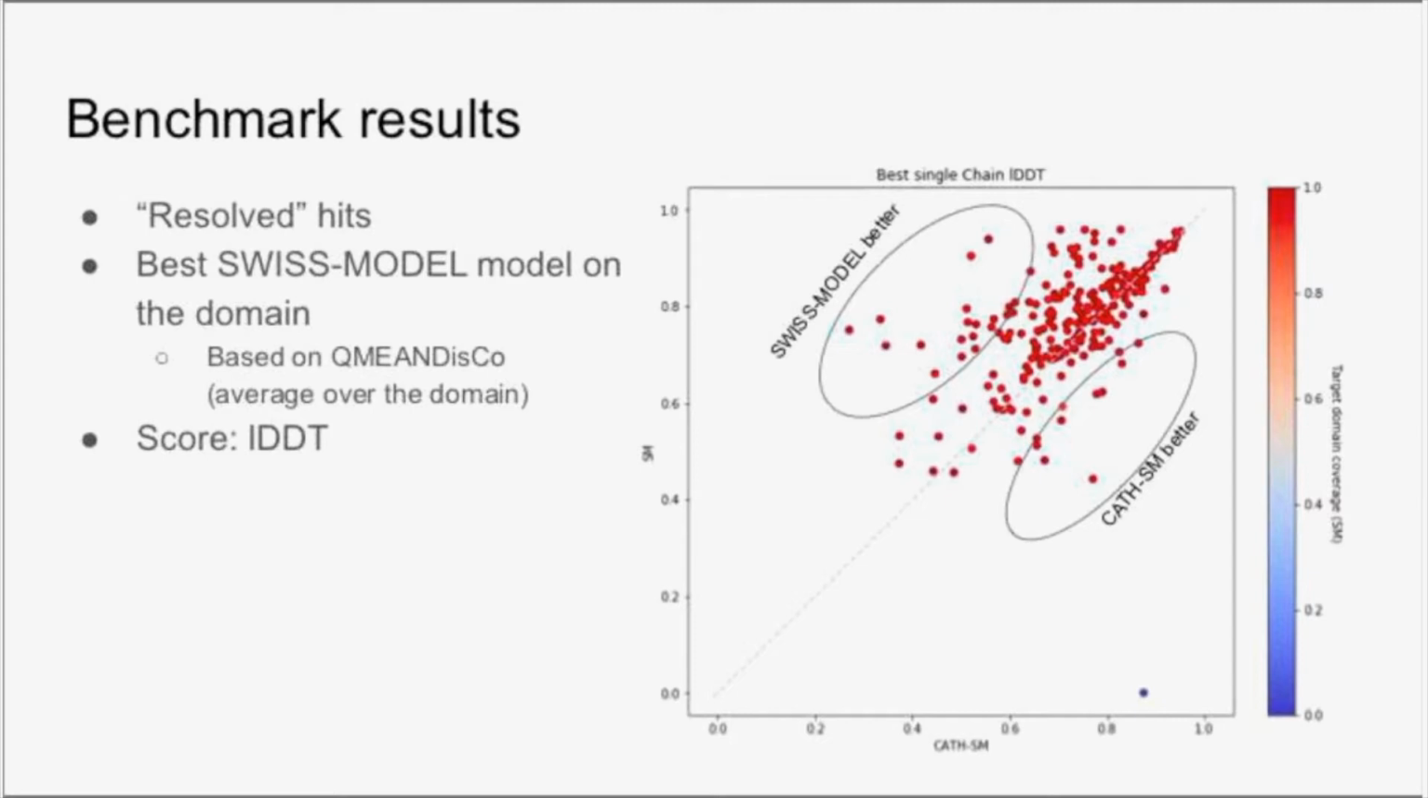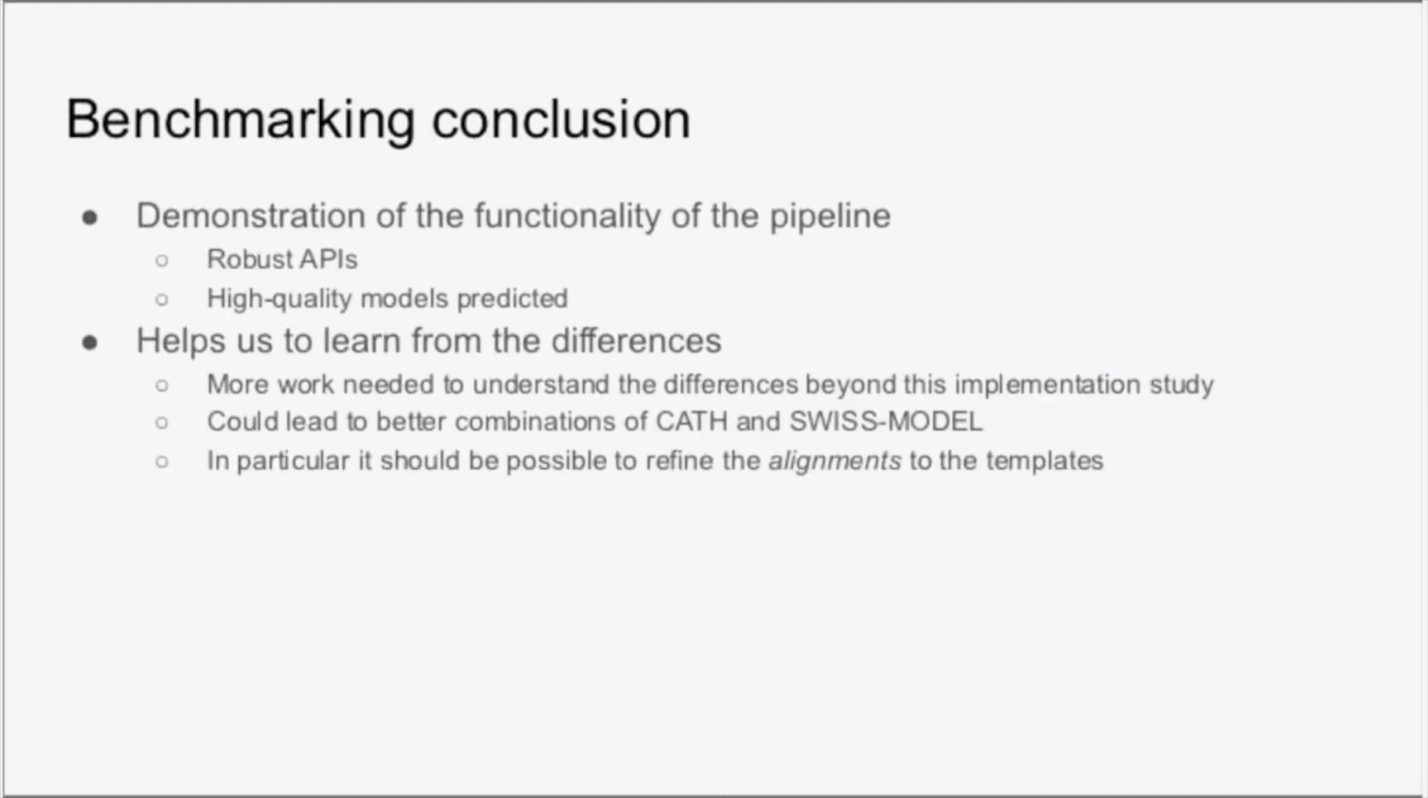Most of the points are on the diagonal. There are a few outliers, of course, where the two pipelines performed a bit differently. So we are investigating this.